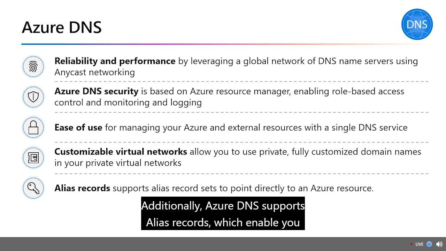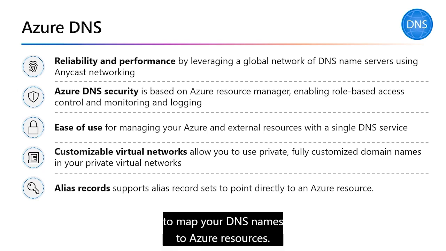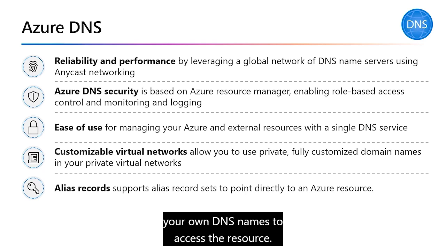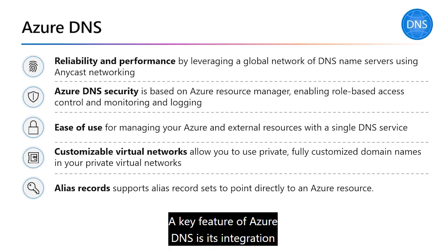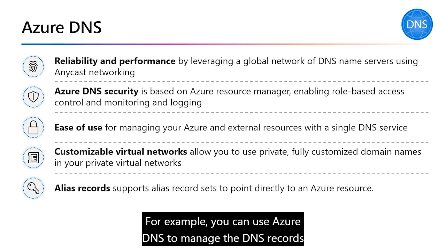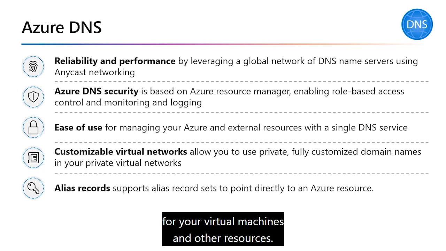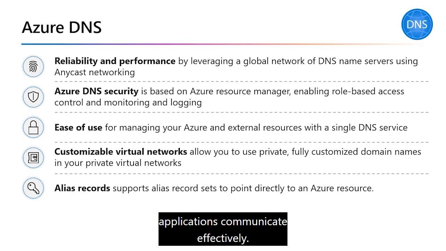Additionally, Azure DNS supports alias records, which enable you to map your DNS names to Azure resources. This can make it easier to access your services by using your own DNS names to access the resource. A key feature of Azure DNS is its integration with other Azure services. For example, you can use Azure DNS to manage the DNS records for your Azure virtual network, enabling seamless name resolution for your virtual machines and other resources. This integration simplifies the management of your network infrastructure and ensures that your applications communicate effectively.